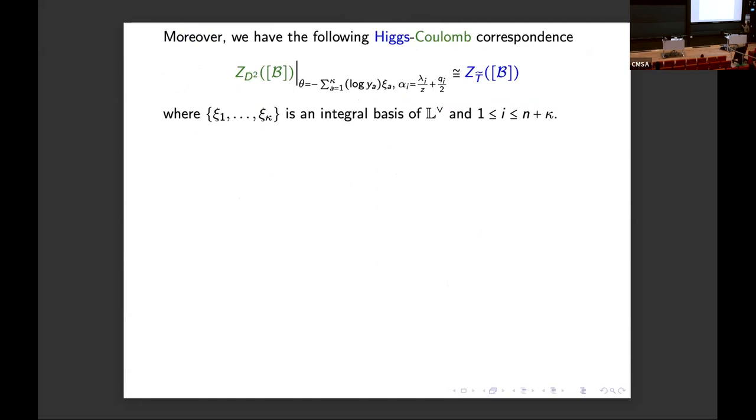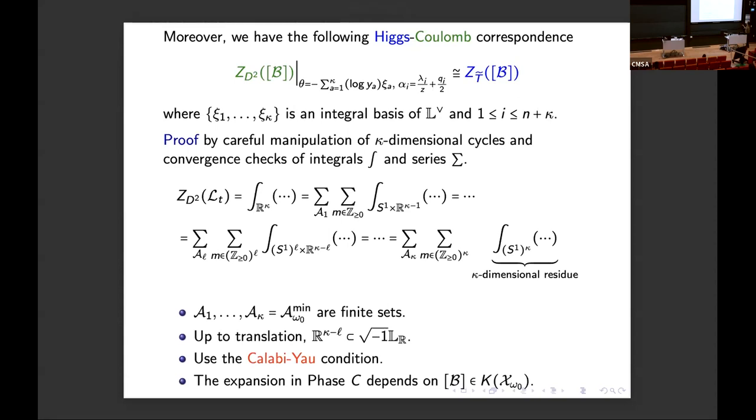And we have the following Higgs-Coulomb correspondence. Basically, if we do this change of variable, then the right-hand side is defined in the Higgs branch by a virtual count using the big torus action, and the left-hand side is just given by expanding this integral. Okay, so the proof is by careful multiplication of kappa-dimensional cycles.